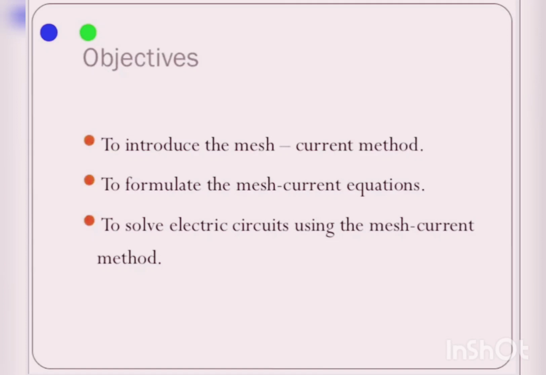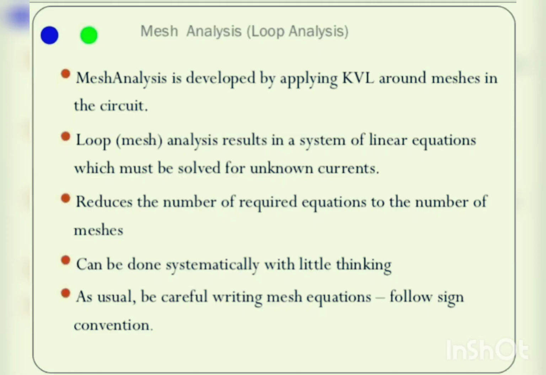Objectives: to introduce the mesh current method, to formulate the mesh current equations, and to solve electric circuits using the mesh current method. Mesh analysis is developed by applying KVL around each mesh in the circuit loop. Mesh analysis results in a system of linear equations which must be solved for the unknown currents. Reducing the number of required equations to the number of meshes can be done systematically. As usual, be careful, write the mesh equations, and follow sign conventions.